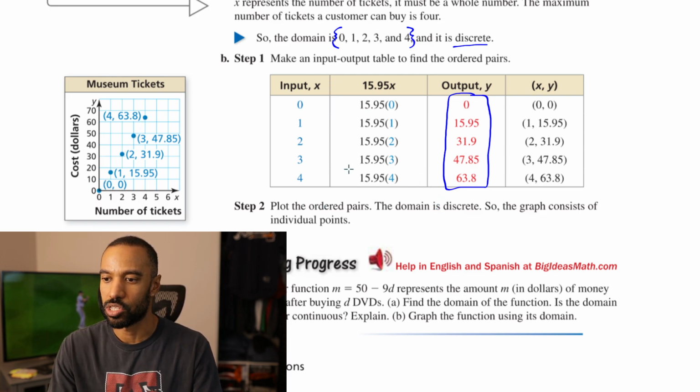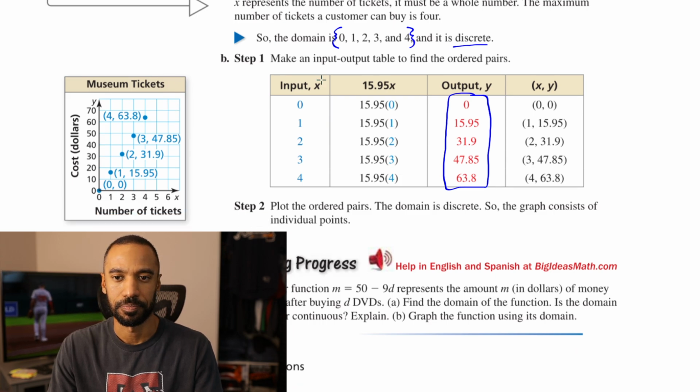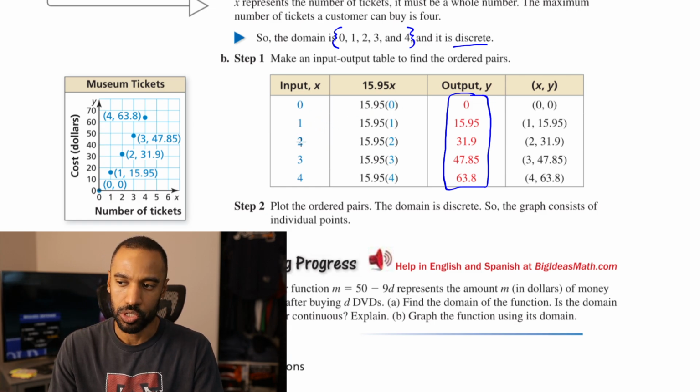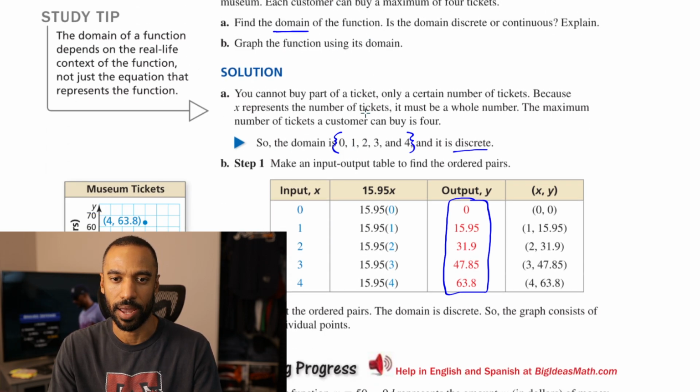Plot the ordered pairs, domain's discrete, so it consists of individual points, not a line. Anyway, these are all solutions to the equation, which means if I substitute 2 for x and 31.9 for y, I would make the left side equal the right side in that scenario.